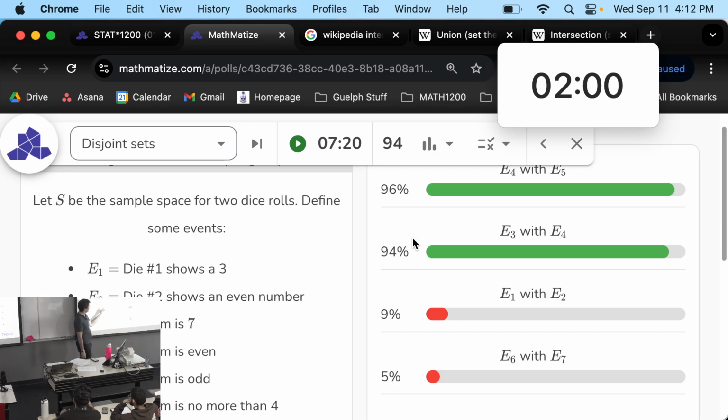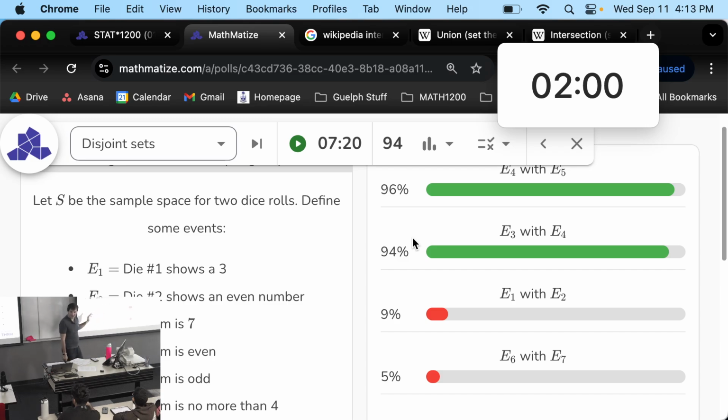Everyone got it right. So these two are not disjoint. Very few people got those ones wrong. These ones are disjoint, and almost everybody got them right. You guys are doing quite well. Let me address E1 and E2. I thought I would trap more people with E1 and E2. E1 and E2 are not disjoint.